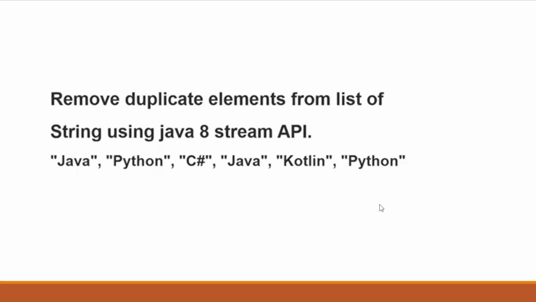So we will see how we can do this by using the Java 8 Stream APIs, right? After that, we will see how we can do it for the integer elements also, right? If any list is there for integers, then how can we do it? So without delay, let's get started.